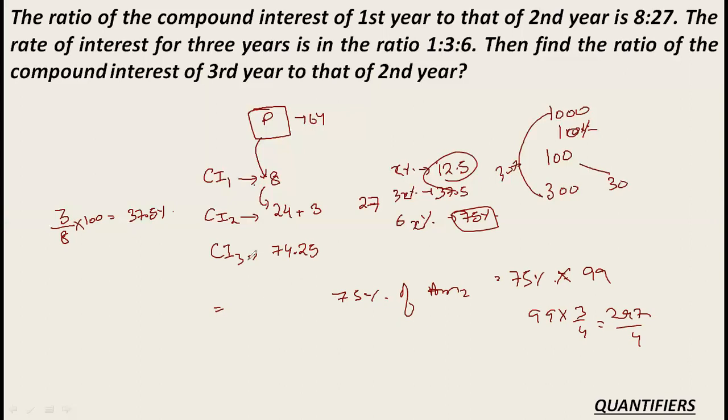Now, what ratio did I need to find? I needed to find the ratio of third year compound interest, that is 74.25, divided by second year compound interest, 27. So this comes out to be 11 by 4 is my final answer for this question.